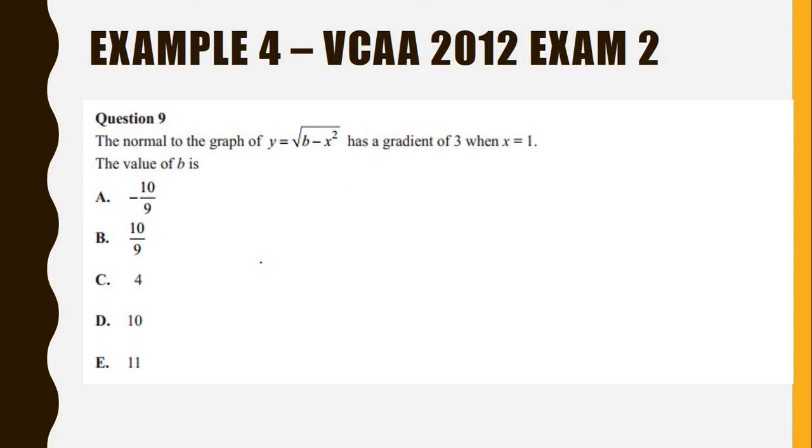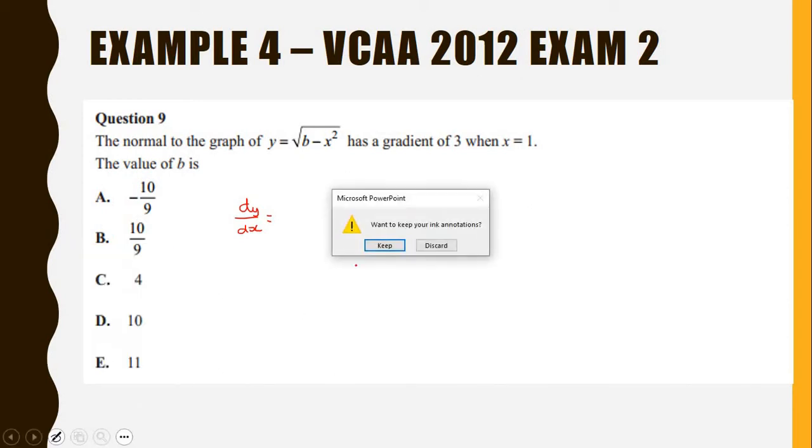The normal to the graph of y equals square root of b minus x squared has a gradient of 3. The normal to the graph. We need to first of all find an expression for the derivative. Now, unfortunately, we haven't yet learnt how to differentiate when we've got a function inside a function, x squared inside of square root of x, but fortunately we have our calculator available to assist.